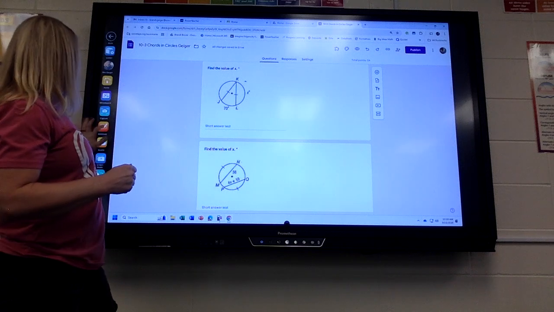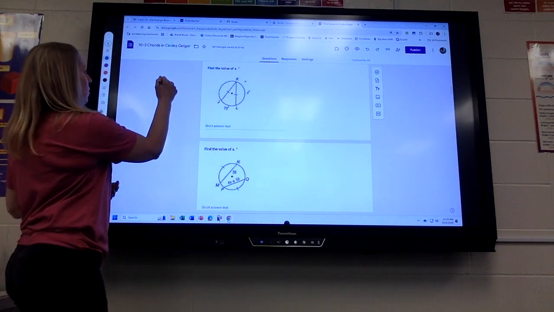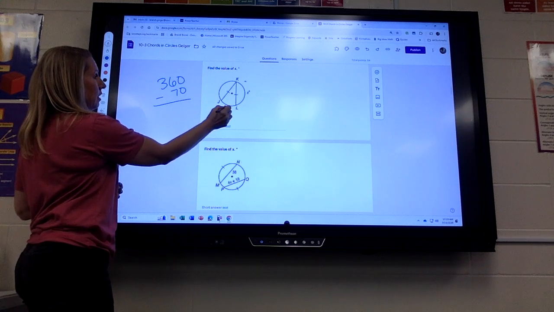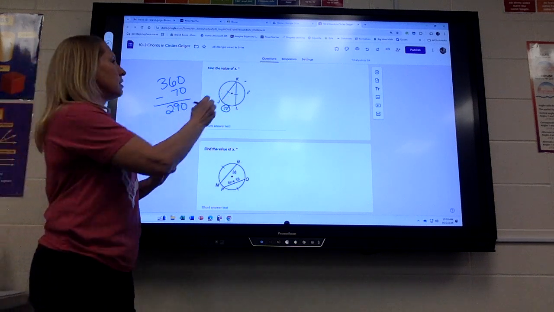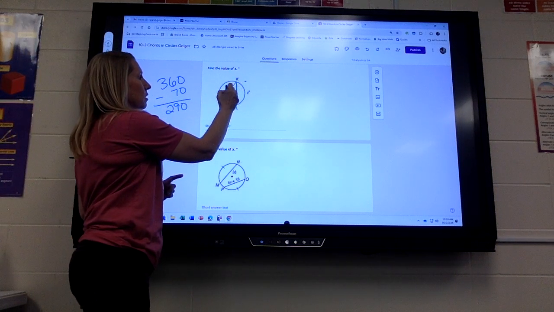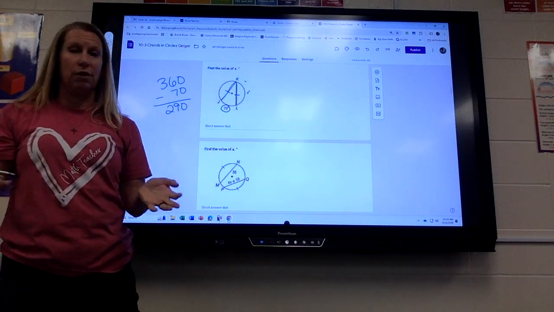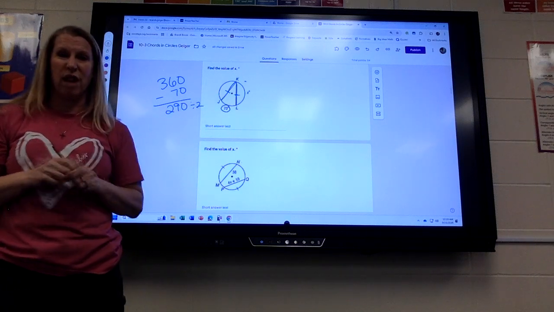On this one, all the way around a circle is 360. So you will do 360 minus the 70 right here, and that would give you 290. Since these two chords equal each other, that means those two arcs equal each other. So just divide that by 2, and that will give you x.